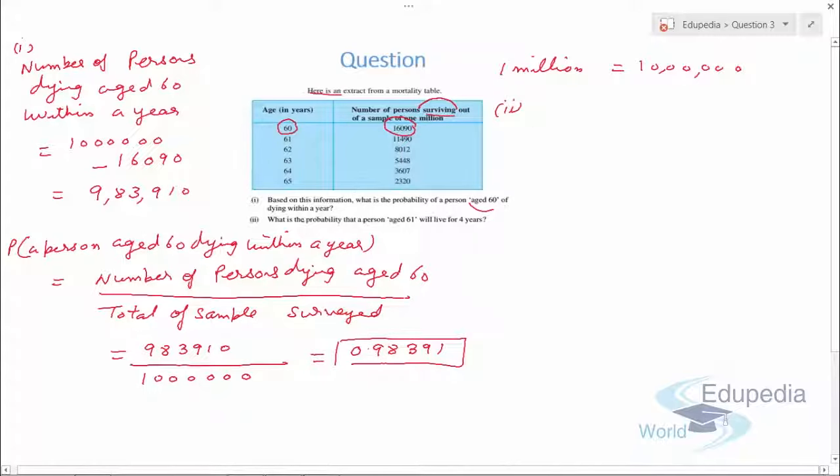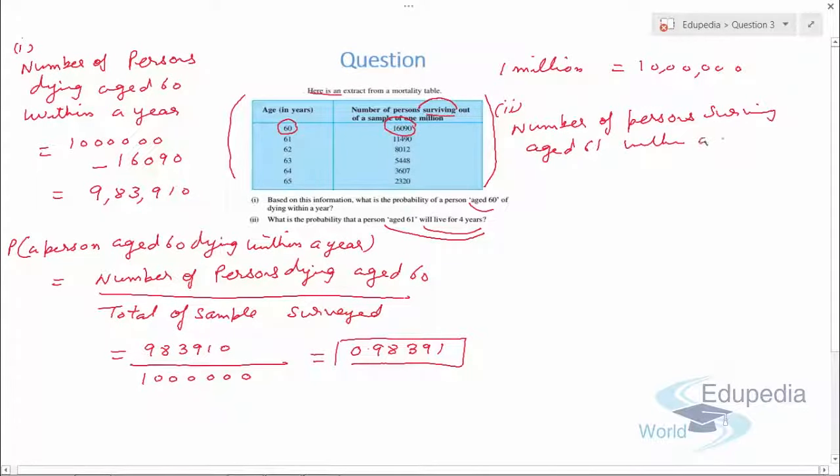Now what is the probability that a person aged 61 will live for 4 years? It's a very tricky question, so let's see how we can solve this. Now this data is given for a person surviving for a year, but we have to find the probability that a person aged 61 will live for 4 years, right? So first of all, we write the number of persons surviving aged 61 within a year, which will be equal to 11490, right?